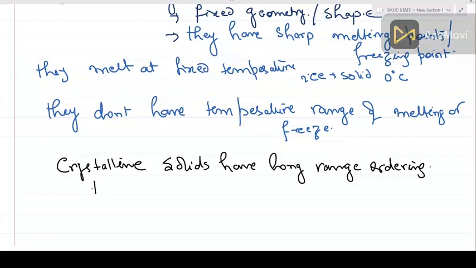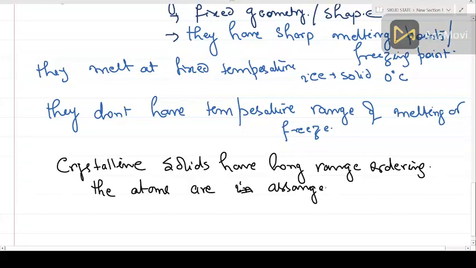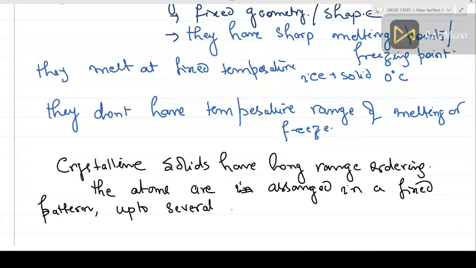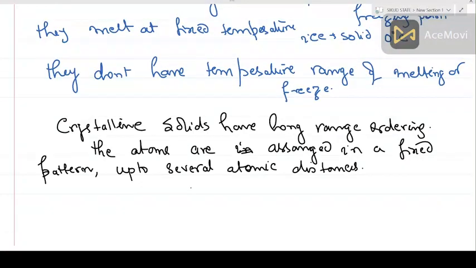This means several atomic distances. In crystalline solids, we find that they have a fixed geometrical shape. This fixed geometrical shape is due to the long range ordering. This means the atoms are arranged in a fixed pattern up to several atomic distances. This is the meaning of long range ordering of crystalline solids.